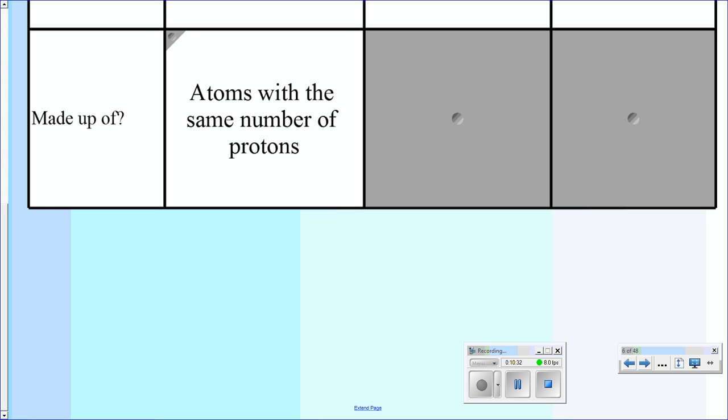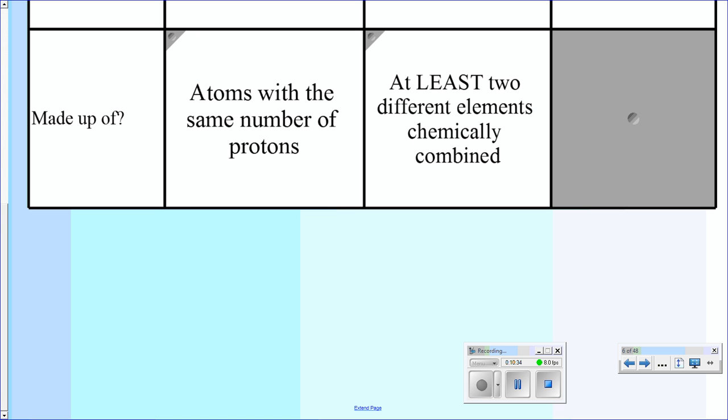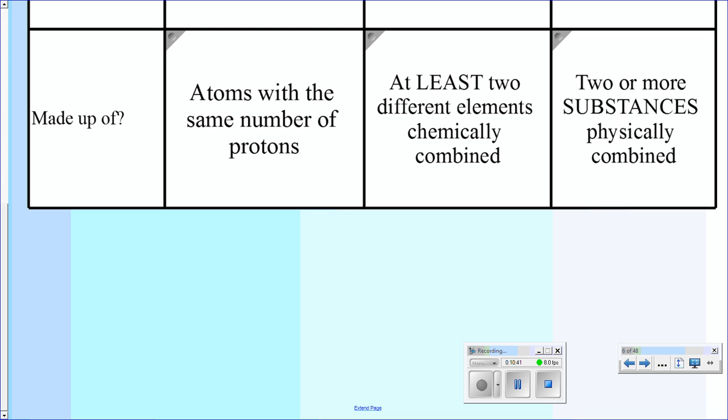Elements are made up of atoms with the same number of protons. In order to have a compound, you have to have at least two different elements that are chemically combined. So those chemically combined atoms will have different numbers of protons in them. And in order to have a mixture, you have to have two substances that are not bonded together, but are physically combined.